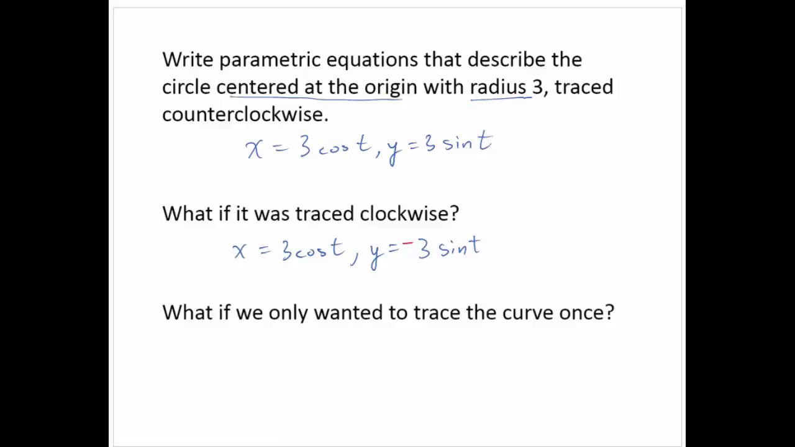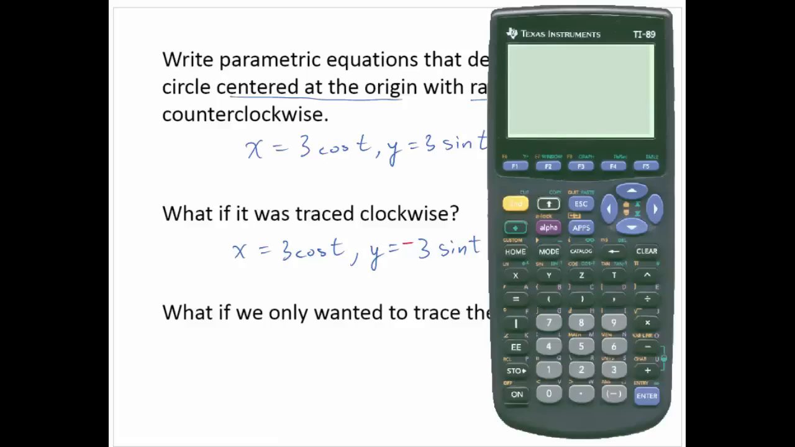And let's just double check that one, just to be sure. Alright, so go back to my y equals. Let's change this to a 3 cosine. And I'll change that to a negative 3 sine t. And let's just verify this, that it does go around the circle clockwise. Alright, so let me graph it. Alright, it does go around the circle clockwise.